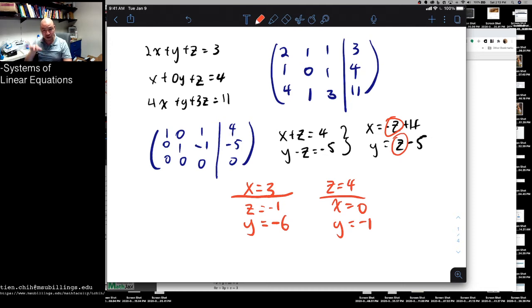So my solutions here are all of the form: the x value is minus z plus 4, the y value is z minus 5, and the z value is just z, right? So that's the general form for my solutions here.